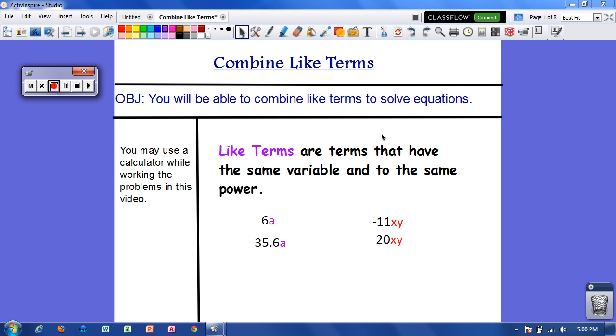So like terms are just terms that have the same variable and to the same power. So as you can see here, we have 6 with the letter A next to it, and below that we have 35.6 with the letter A next to it. They're like terms because they both have A as the variable, and it's A to the first power. Now over here, we have negative 11xy and 20xy. They're like terms because they both have the variables xy, and it's to the first power.